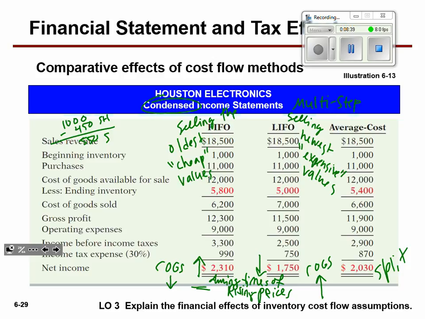What can I help with here? What are you wondering? Could all of you explain this to Eli if he came back? Without knowing anything about FIFO, LIFO, average, could you do it? Hello, Eli, if you're listening out there.